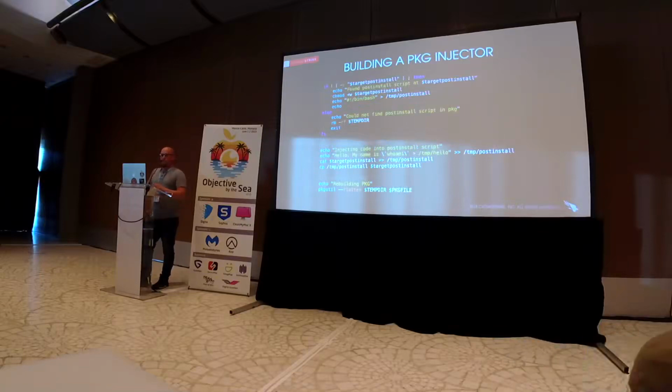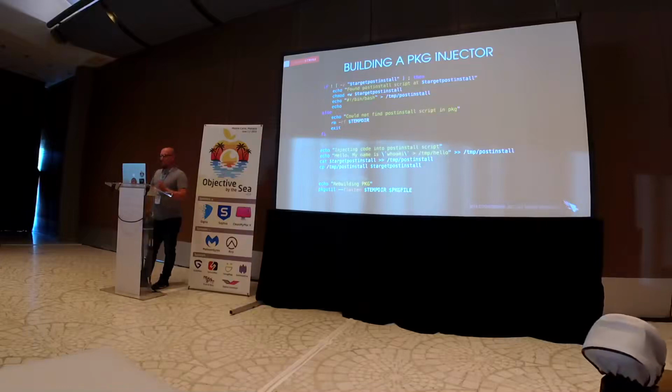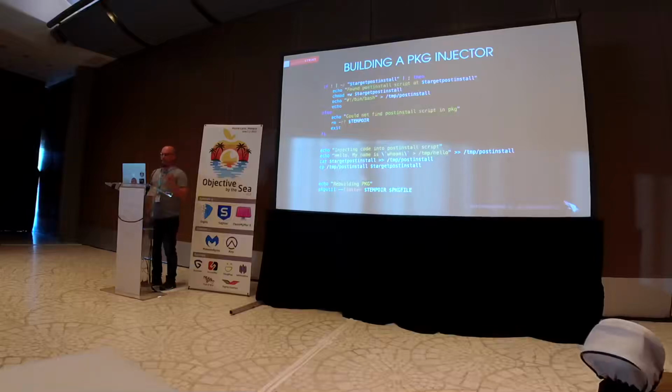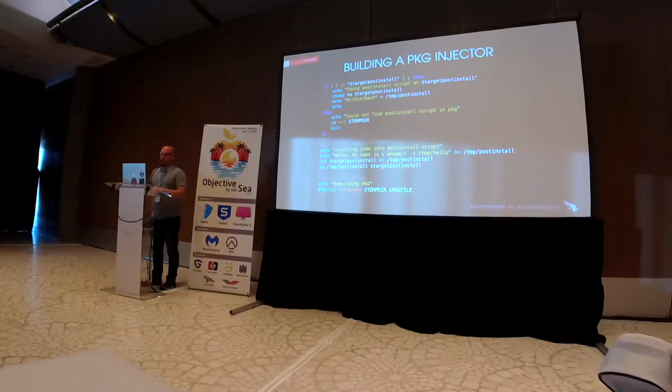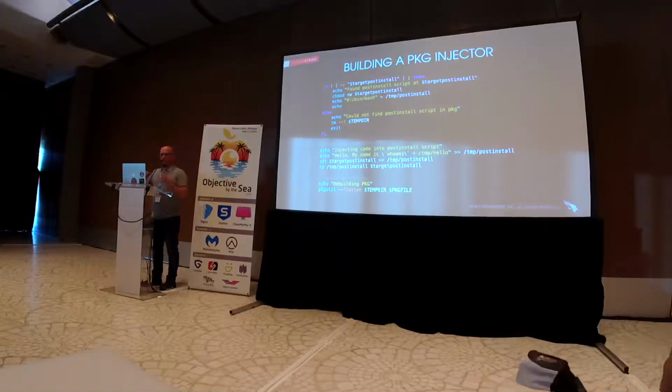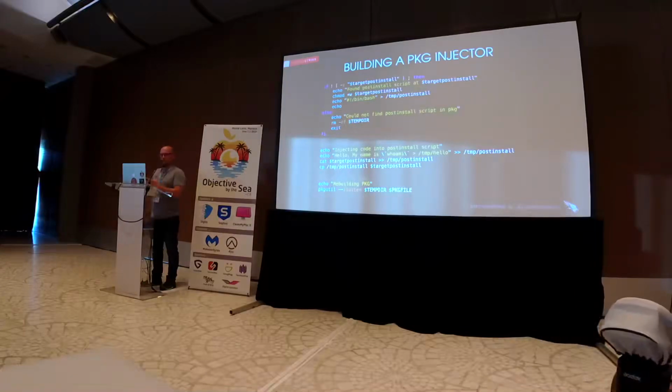If we find a post-install script, whatever's in there, we don't know what language it's written in. It could be Python, it could be Perl, it could be Ruby, it could be whatever. So we're going to wipe it out because we don't know what's in it, and we're just going to put a bin bash header at the top. And then we'll put "hello, my name is" whatever user we're running as, to the temp hello location. And then finally, we'll take that and repackage it back to the original file that was open.